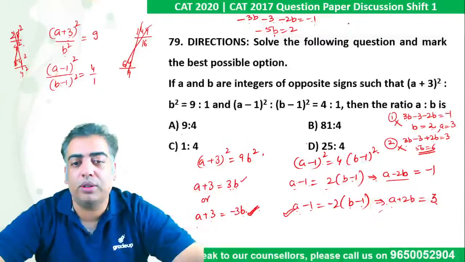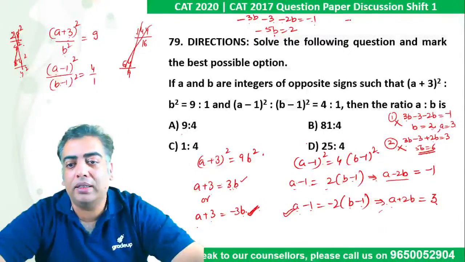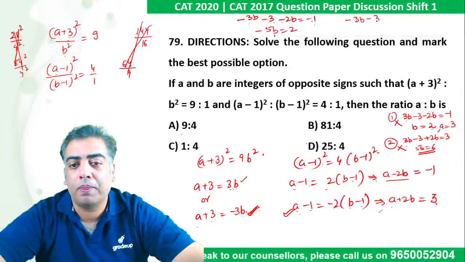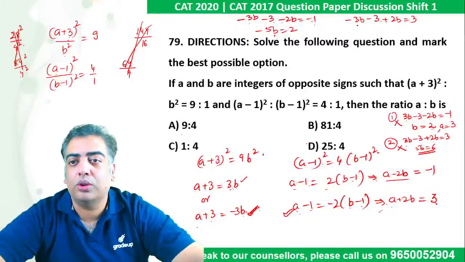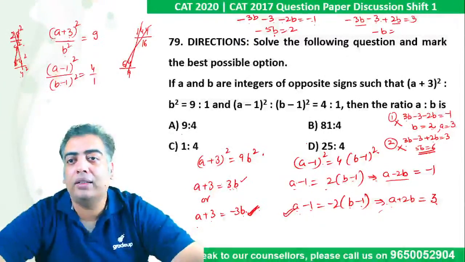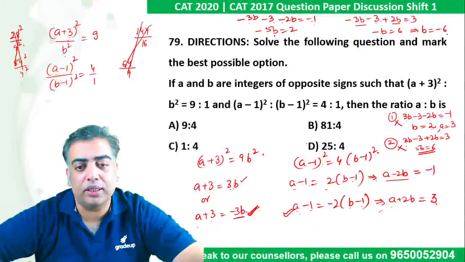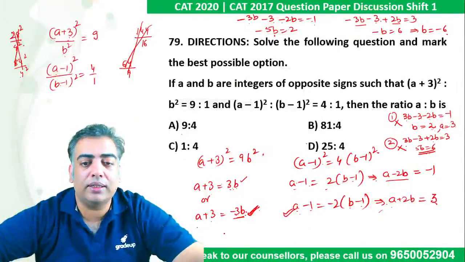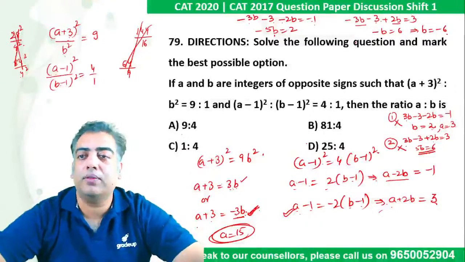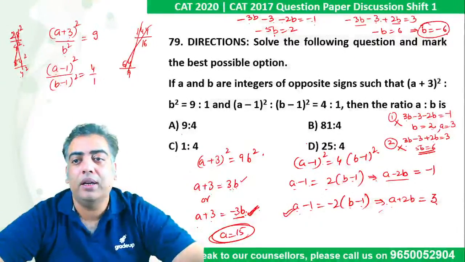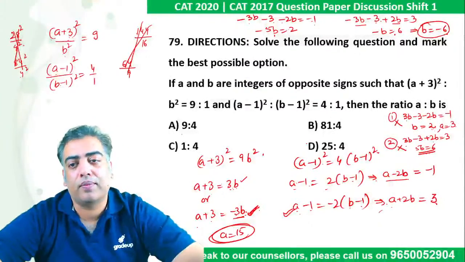So put a equal to minus 3b minus 3 plus 2b equals 3. So minus 3b plus 2b is minus of b, and 3 plus 3 is 6, which gives us b is minus 6. If b is minus 6, put it here. 6 into 3 is 18, and 18 minus 3 comes out to be 15. So these are the final values of a and b, which are of different signs.